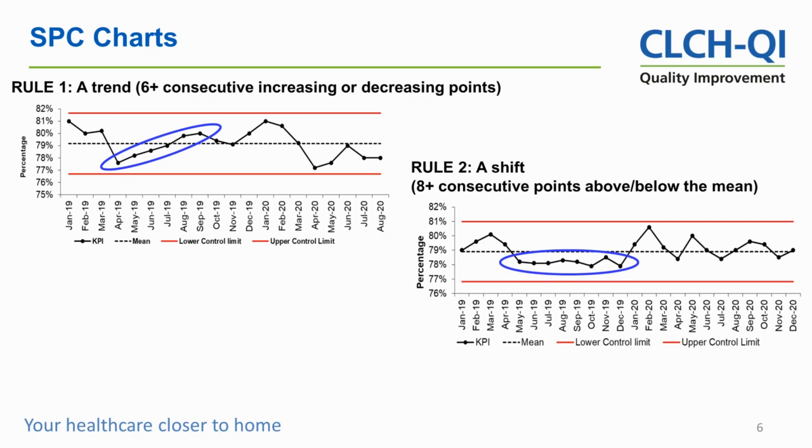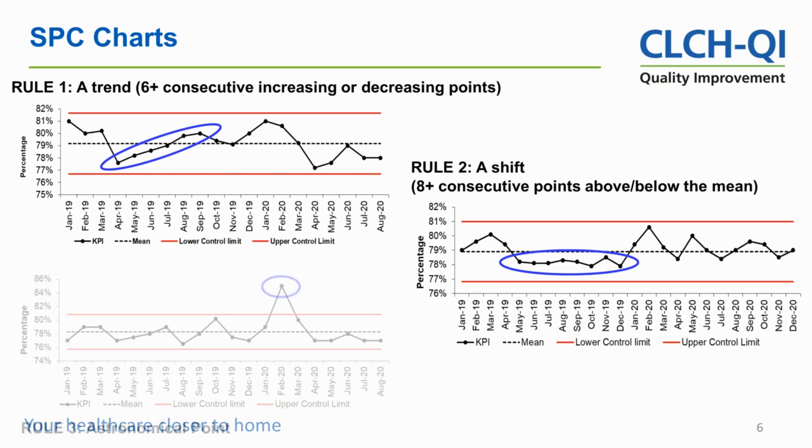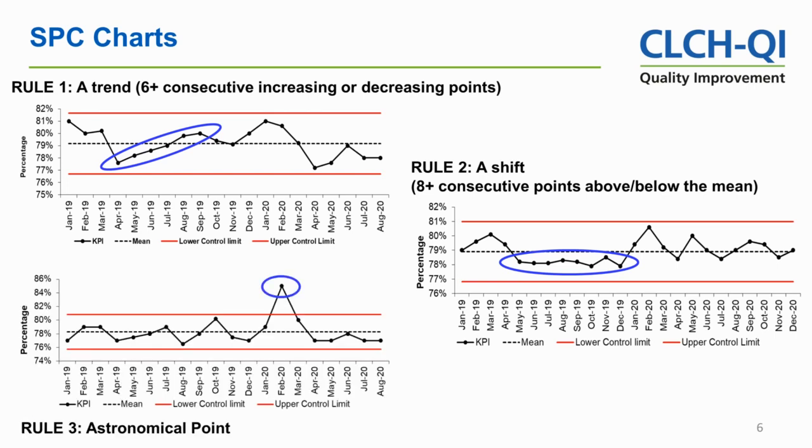The second rule is a shift. Again, this is similar but different to run charts. On an SPC chart, the shift is 8 or more consecutive points above or below the mean. So we are looking for 8 or more points all in a row, either above or below the mean. This indicates a shift. The third rule is new. This is an astronomical point.